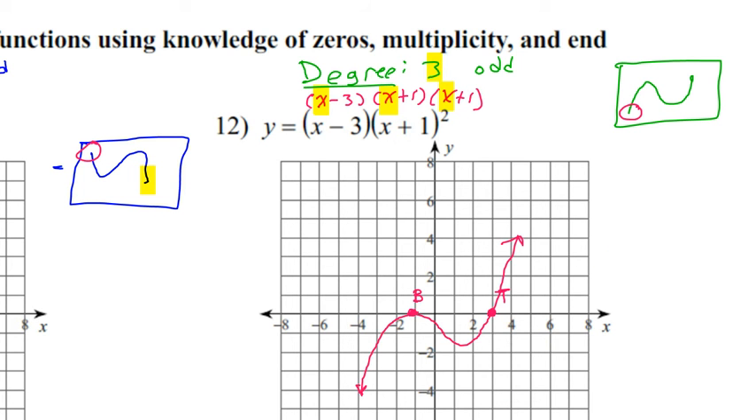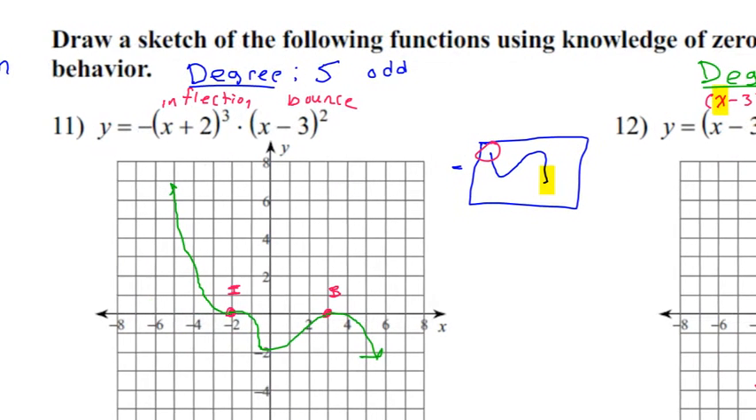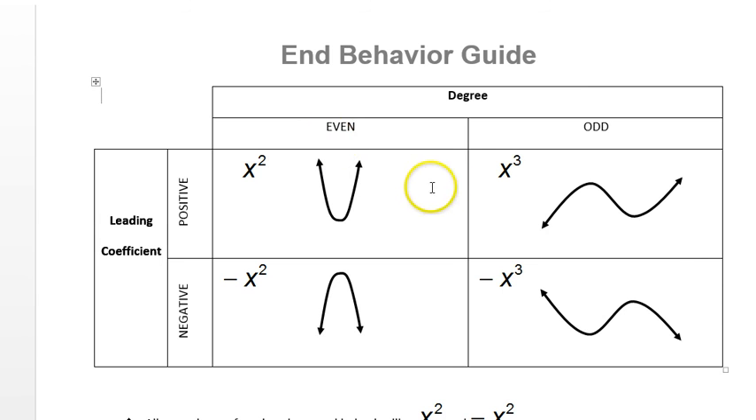Like looking at the last problem, number 11, I said the degree was 5 because this is x to the third power, this is x squared. That's a total of 5 x's. Okay? So always keep this in mind. If the degree comes out to be even, the end behavior will be one of these two. And if it's odd, the end behavior will be one of these two. Okay?